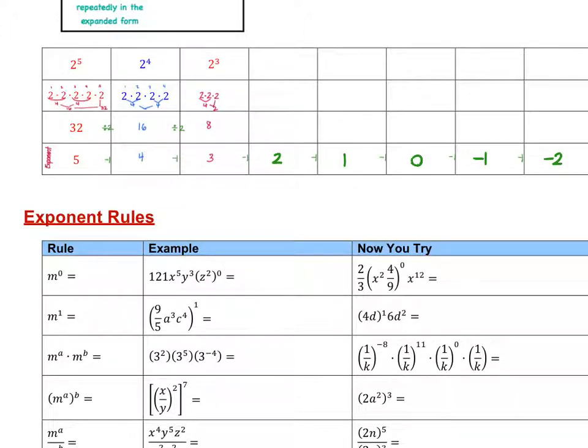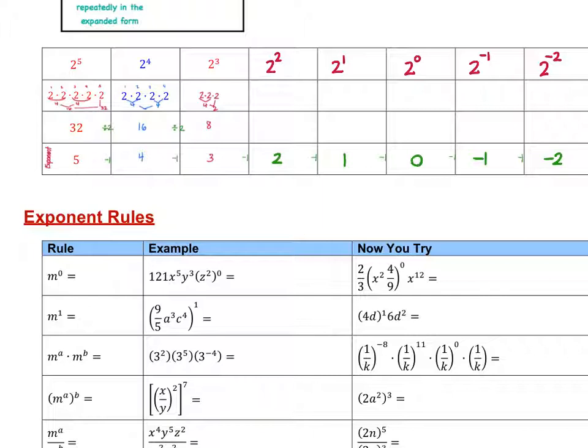What this means is, you can see those numbers in that bottom row are the exponent that we're going to apply to the base of 2. And so we're going to have expressions that read 2 squared, 2 to the first, 2 to the 0, 2 to the negative 1, and 2 to the negative 2 power.